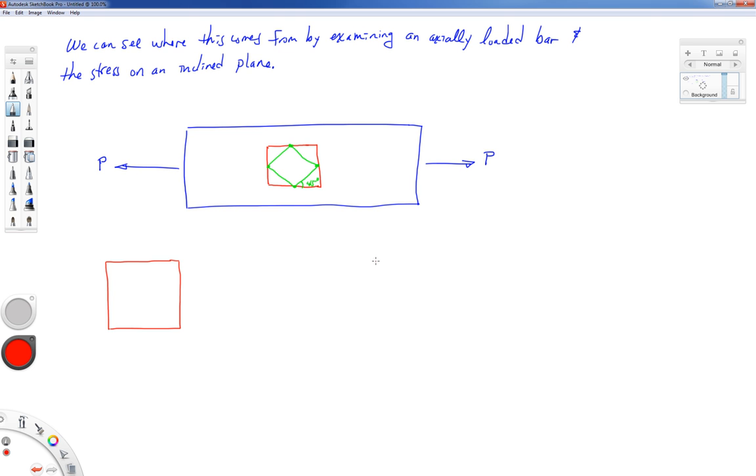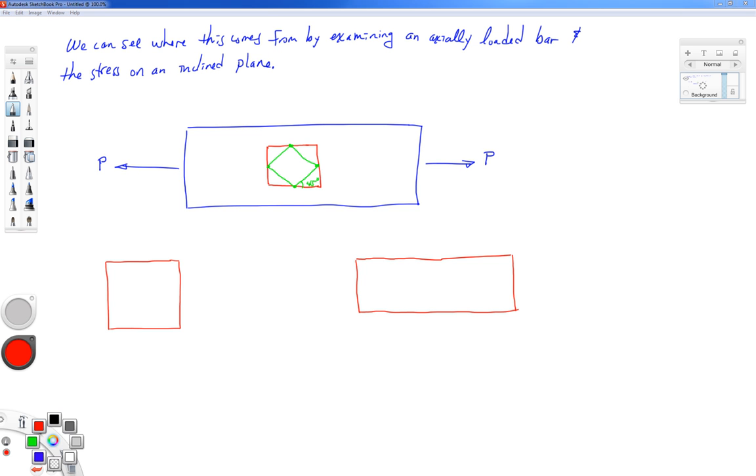Now the square is going to stretch out because we're applying an axial force to it. It's also going to get a little bit shorter in the transverse dimension because of Poisson's ratio. So this turns into a rectangle. And I'm going to exaggerate these quite a lot. Okay, so it gets longer and it gets shorter.